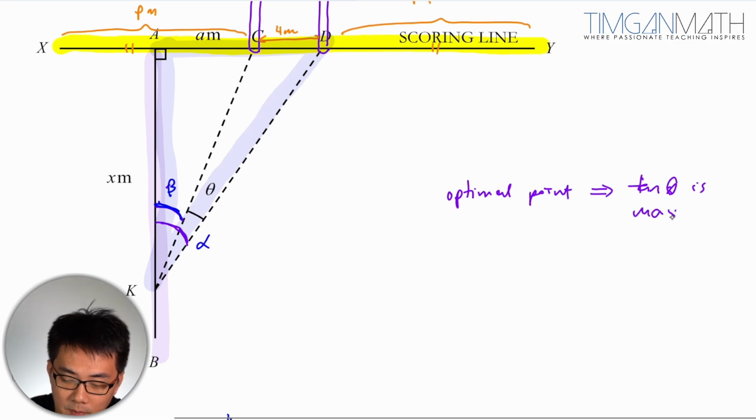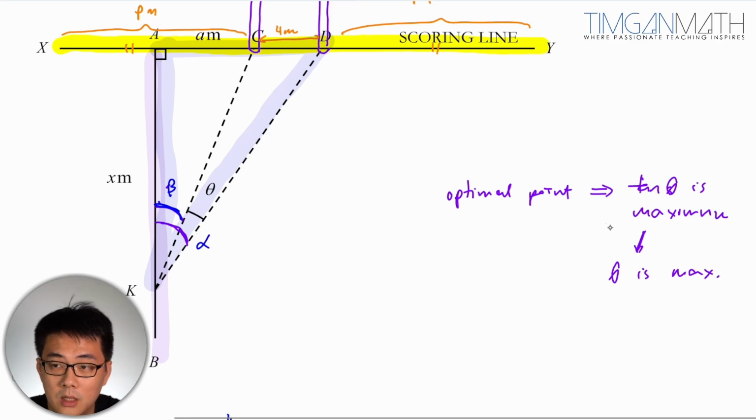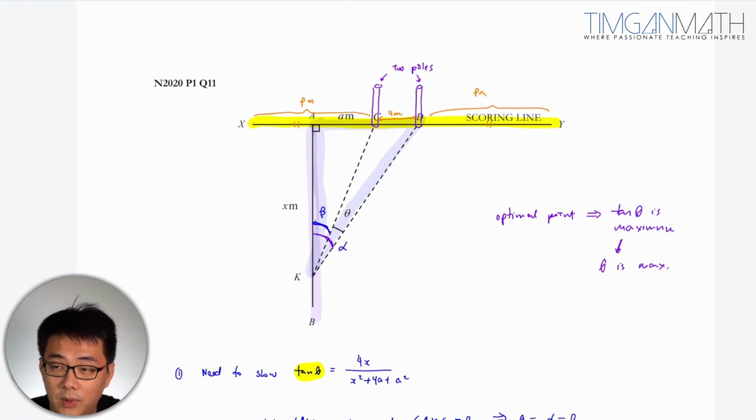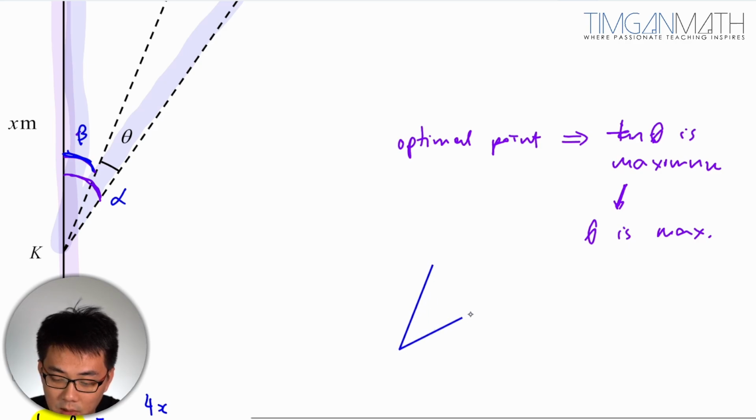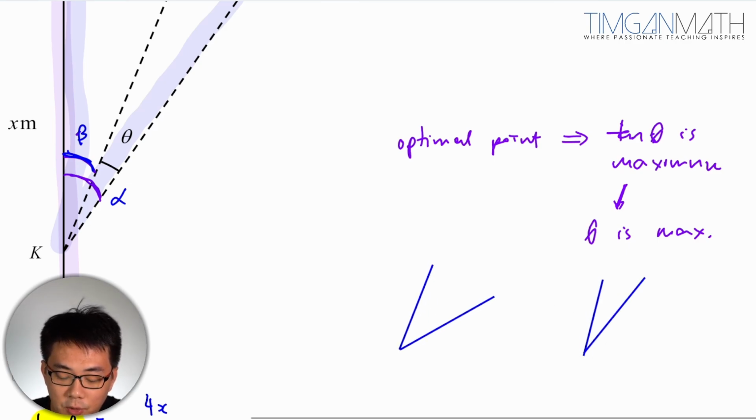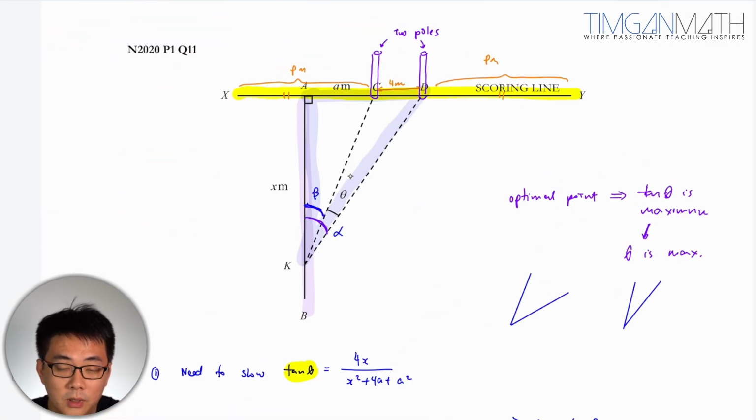Okay, maximum. Now, when tangent theta is maximum, it also means that theta is max, because this is in the first quadrant. So anyway, why do we need theta to be maximum? This angle here will give you the trajectory of the ball to be scored within these two poles here.